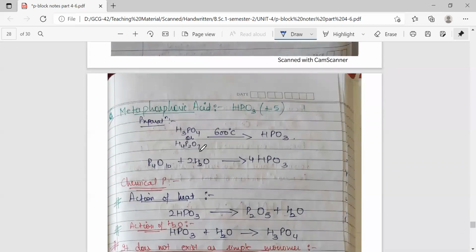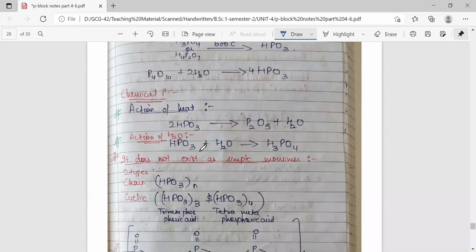Next, we have metaphosphoric acid. It can be prepared from pyro or orthophosphoric acid by heating those at 600 degrees Celsius. Also, it can be generated along with phosphoric acid by the hydrolysis of P4O10, that is phosphorus pentoxide. Heating will give us P2O5, which is its anhydride. With water, it will give us phosphoric acid.